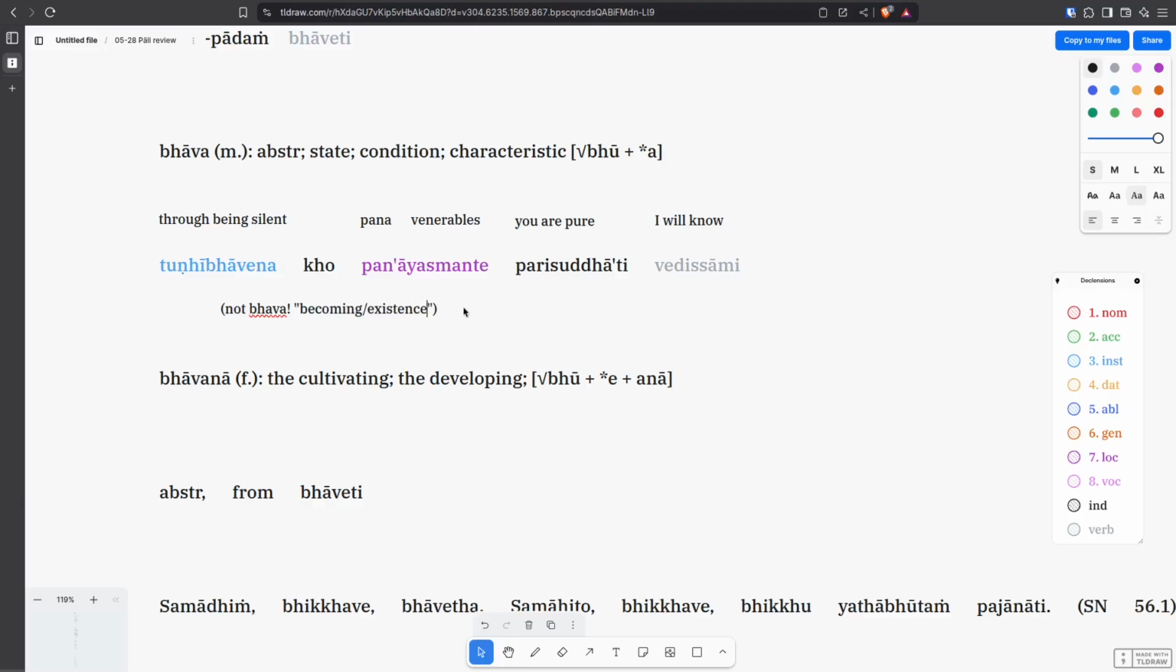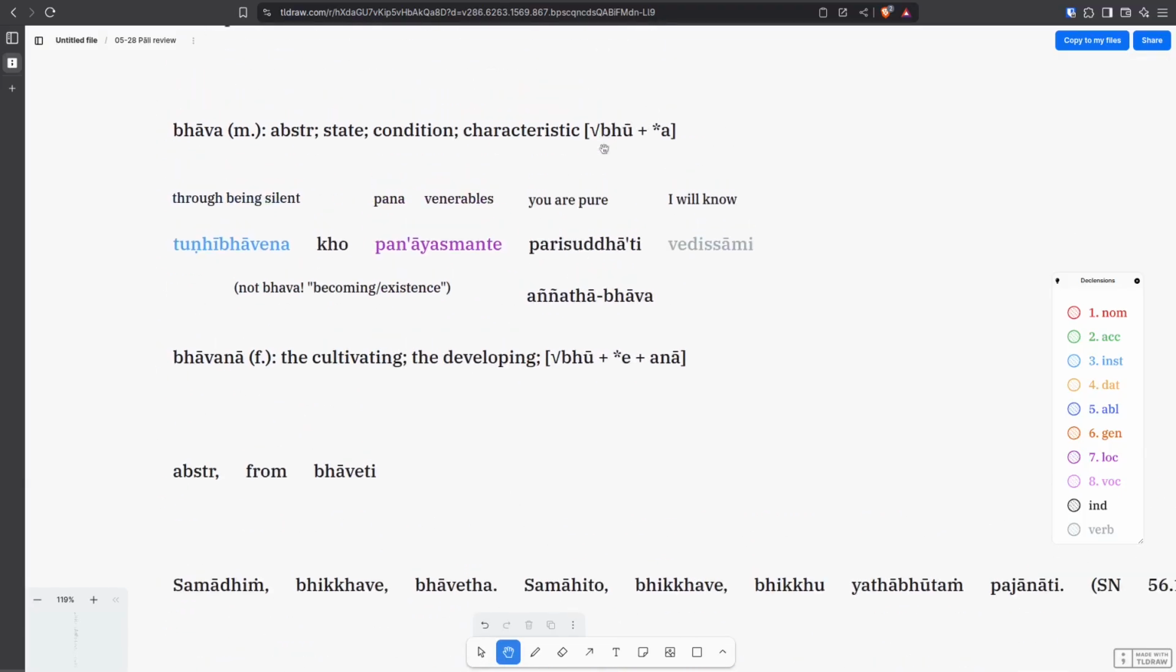For example, anyatha bhava means the changeableness. Anyatha bhava. I think we came across it in some passage. Anyatha bhava, the state of being otherwise. Yeah, becoming something else, becoming otherwise.